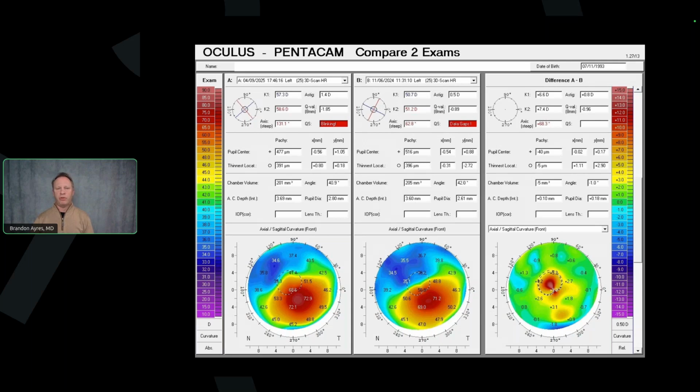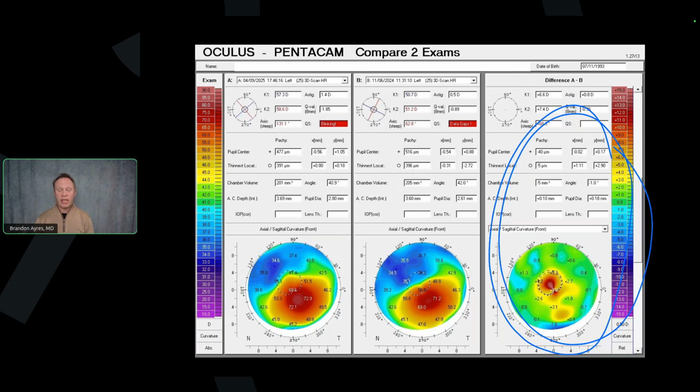So in this patient, we've got two exams, one from April of 2025 and one from November of 2024. And when you look at that difference, you see that red spot. So the difference display is over here. I'll circle that in blue. This is what's gone on in the interval between those two exams. In this keratoconus patient, you can see that apical cornea is steeper.